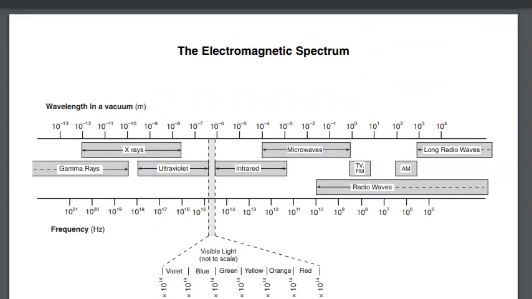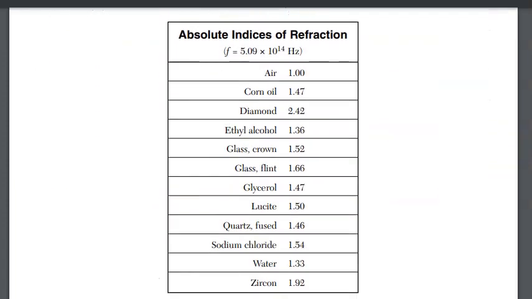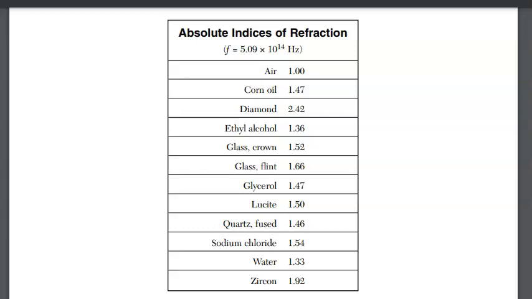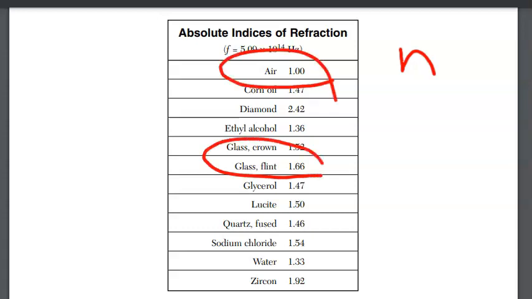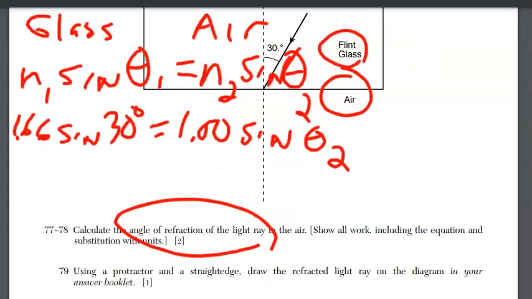Below the electromagnetic spectrum, we have our index of refraction. These are our n values. And again, we're looking for flint glass versus air. We need those two numbers. Once again, we're going to have an equation where we have 3 of the 4 parameters, and we're going to solve for the 1. Let's bring it all back.